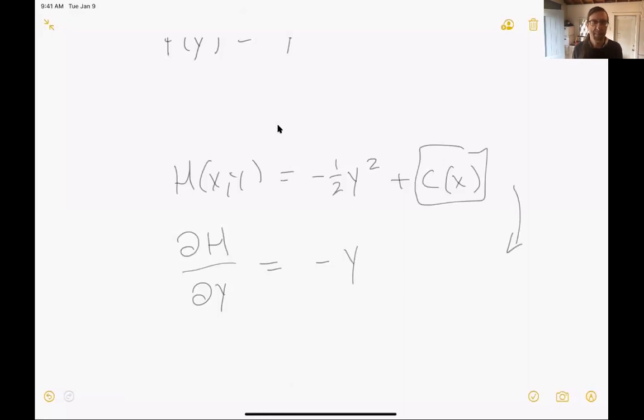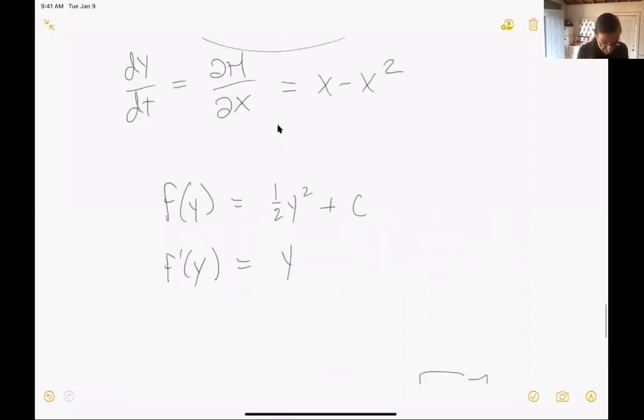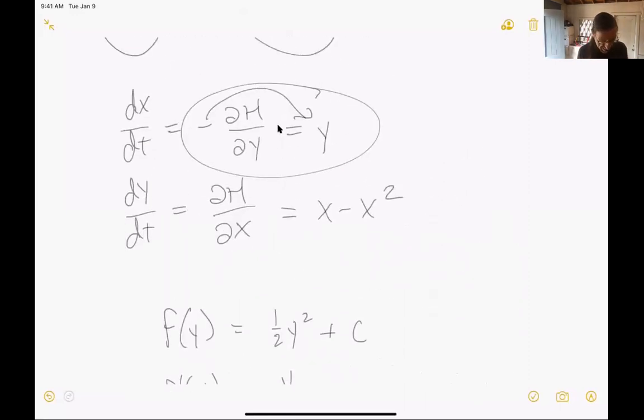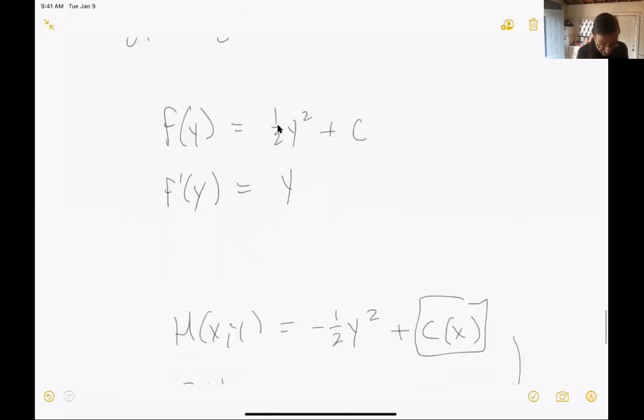Okay? All right. Now, this is one clue. We're trying to figure out what this h function is. They told it to us at the very beginning, but let's see where they got it from, okay? So we have two clues. One clue is that the partial of h with respect to y is negative y. The other clue is that the partial of h with respect to x is x minus x squared.